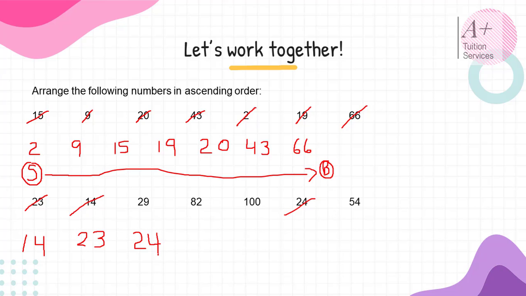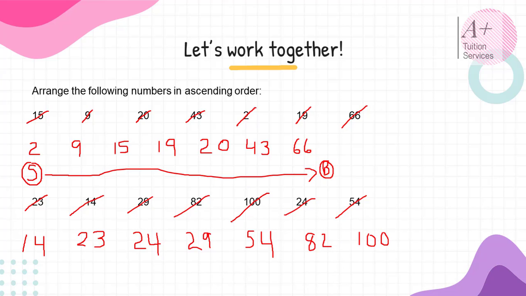And look at the numbers now. We have 29, 82, 100, and 54. 29 is the smallest number out of all of them. Right, there are 2 tens in 29, 8 tens in 82, 10 tens in 100, and 5 tens in 54. So 29 is the next number. So you write it. Next, between 82, 100, and 54, 54 is the smallest number. And between 82 and 100, we know that 82 is smaller. And then the remaining number is 100 and we put it last.